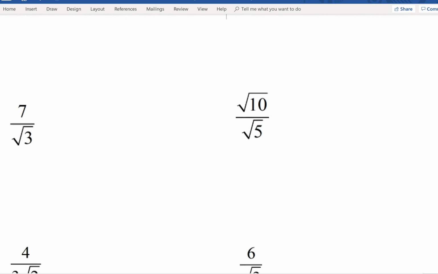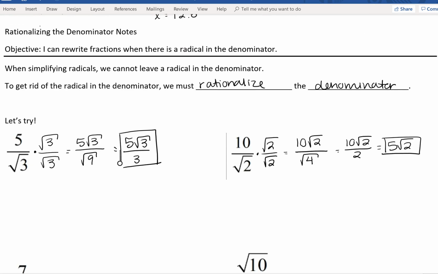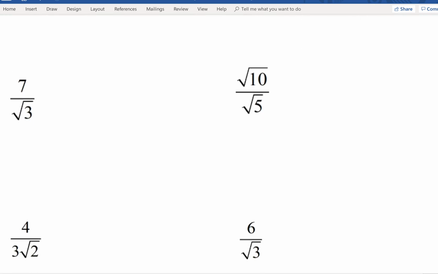So again, try this one over here on the left. Pause it, play it when you're ready. So multiply by root 3 top and bottom. 7 root 3 over 3 times 3 is 9. Square root of 3 is 3. 7 over 3 would get you a decimal, so we're just going to leave it.